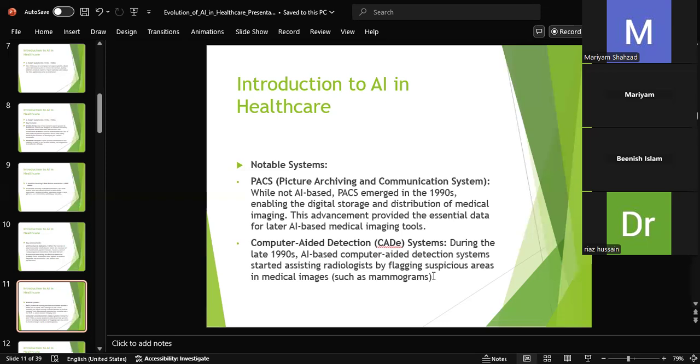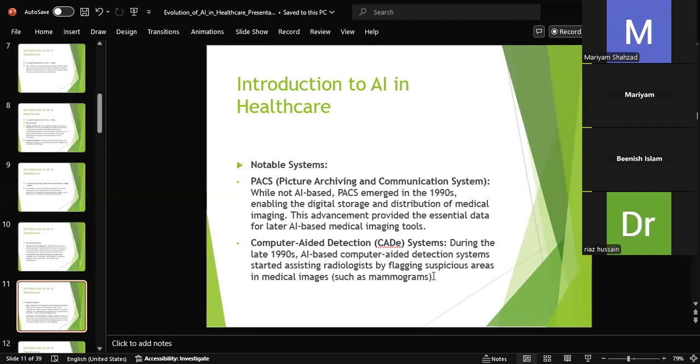Then it had a plus point that it was accessible to many clinicians. They could access it and analyze the images anytime from anywhere because of the different networks. At that time, the networks were basically different. They did not have internet at that time, but still the networks were capable enough that clinicians could access those images or that data from remote areas as well.